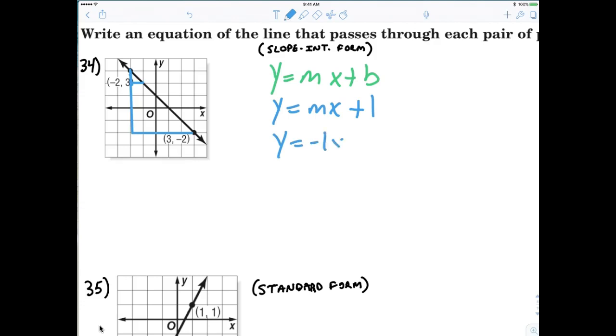Y equals -1x plus 1. Any objections to that? Simple. That's the answer. It would be -1x plus 1. And if you leave that on the test, I'm perfectly fine with that, just like you could write y equals -x plus 1.